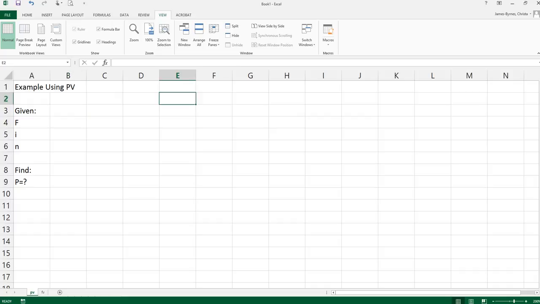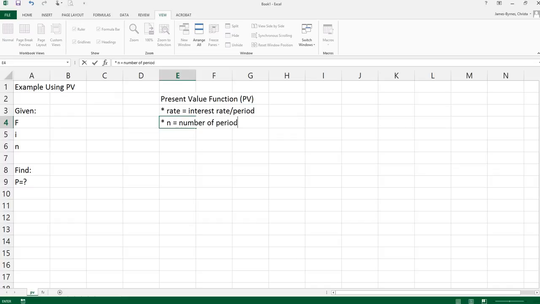The first Excel function that we're going to use is called the present value function, PV. The PV function is going to need a rate, which is the interest rate per period, and an N, which is the number of periods. It might ask for a PMT, which we're going to ignore for now. We'll come back to that in a couple weeks.